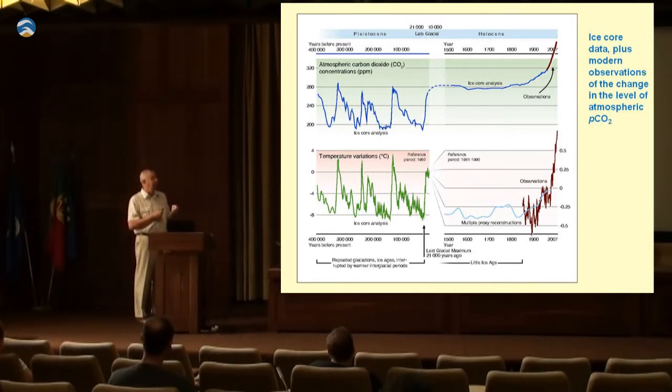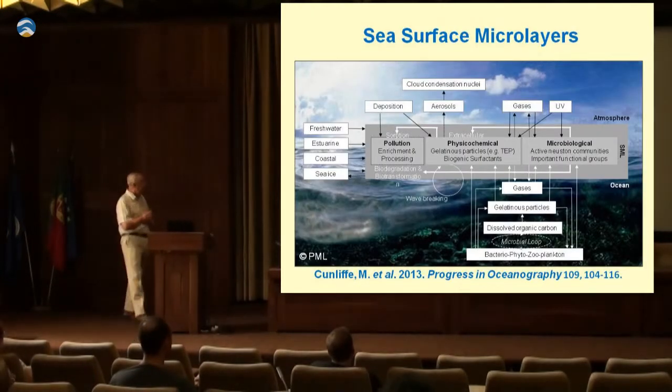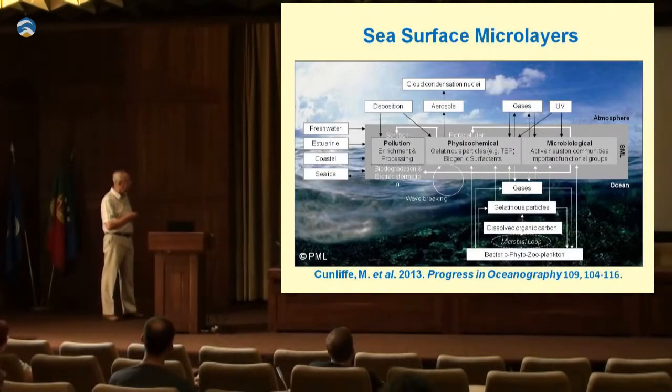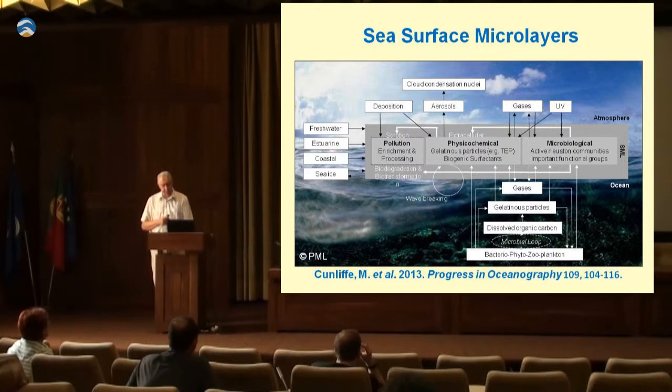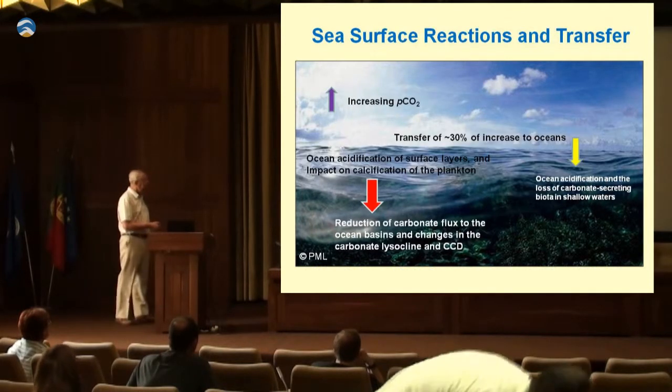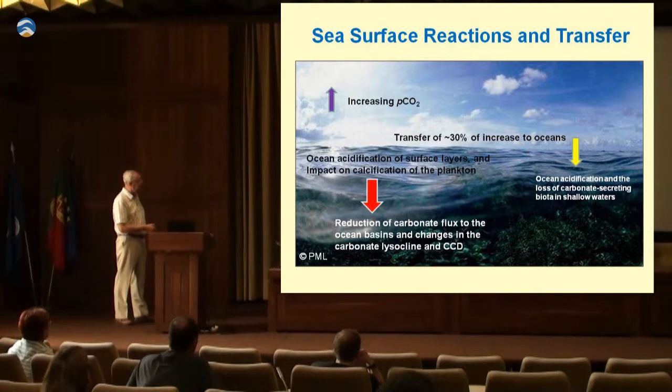But when you read the details of the paper, it's CCD fluctuations, not surface water acidification. And work that Mike Cunliffe has been doing at Plymouth Marine Laboratory, a really interesting paper came out just earlier this year on how things occur in the surface waters and how the carbon dioxide gets into the water column. And of course, this is the ocean acidification part that we are looking at, where 30% of the increase in pCO2 gets into the ocean.